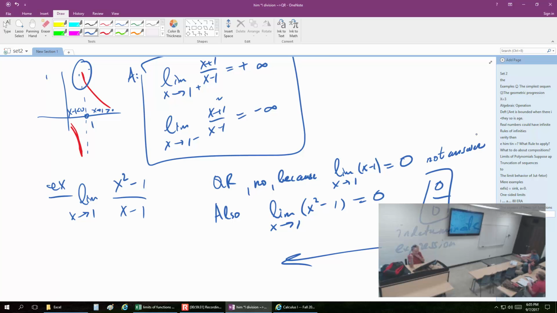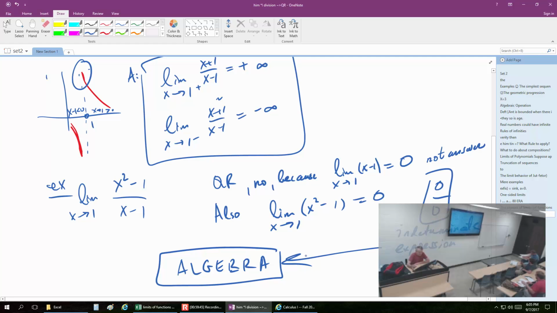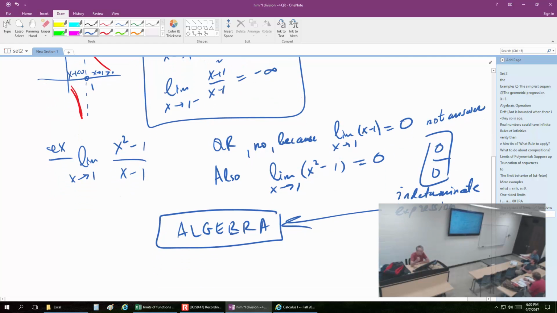Break apart x squared minus 1, right. So the answer is algebra. The expression that we have unfortunately fails to be evaluated in a simple manner as I have done a few times. So the answer is algebra. In this particular case, it turns out that we can factor the numerator.